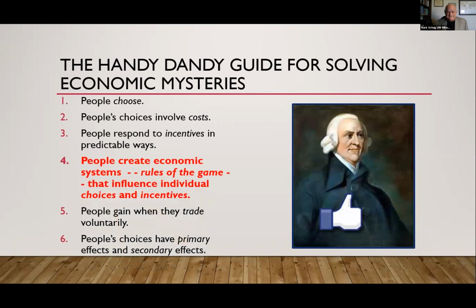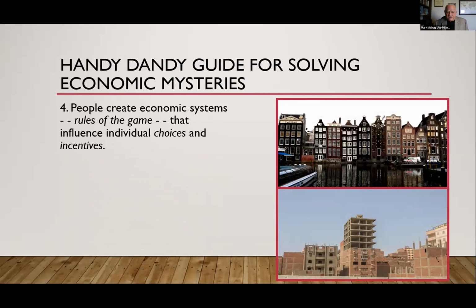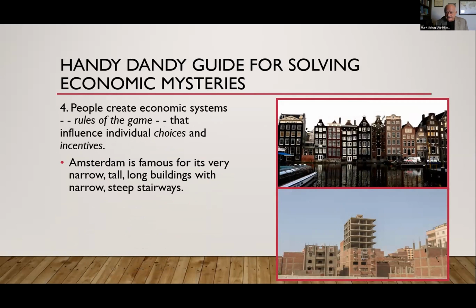Let's talk about rules of the game, and how those influence individual choices. Now look at this screen. On the one hand, the top image is Amsterdam. They're very famous for these tall buildings, tall and narrow. These have very long stairways, and you can't see it on the image here, but there are hooks that extend out so you can leverage up couches and pianos and things to get them up into these upper floors, because these stairways are too narrow. So this is very, very inconvenient.